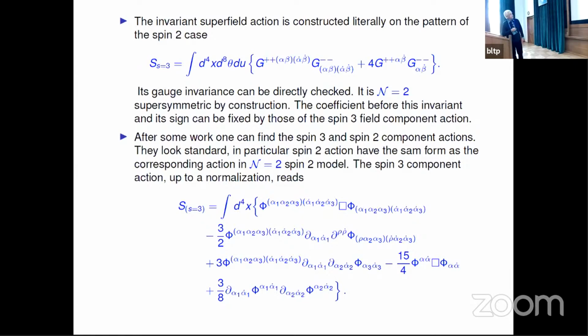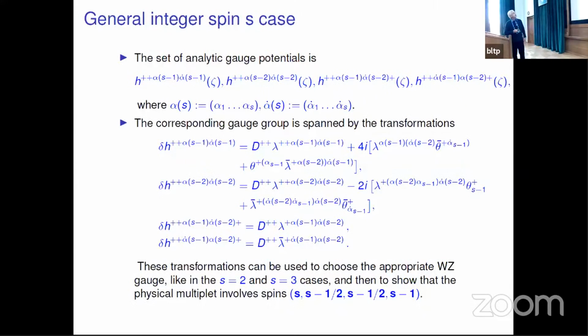And the spin 3 component action can, after some work of course, be found in the standard form. It is just the standard form for the spin 3 gauge Lagrangian in the spinorial notation. It is invariant under all transformations which were written previously. And of course, generalization to the general integer spin S goes more or less directly.